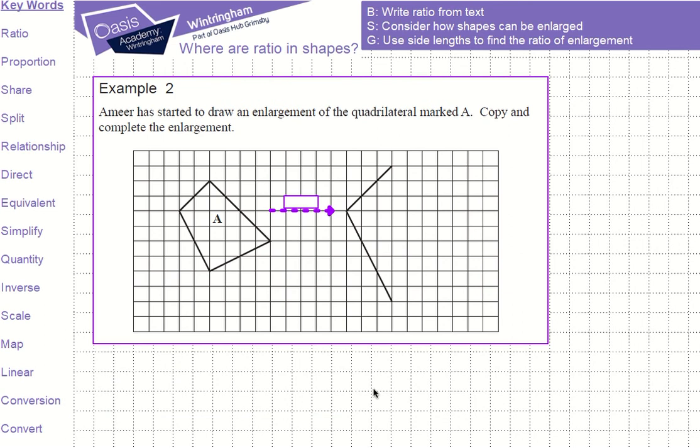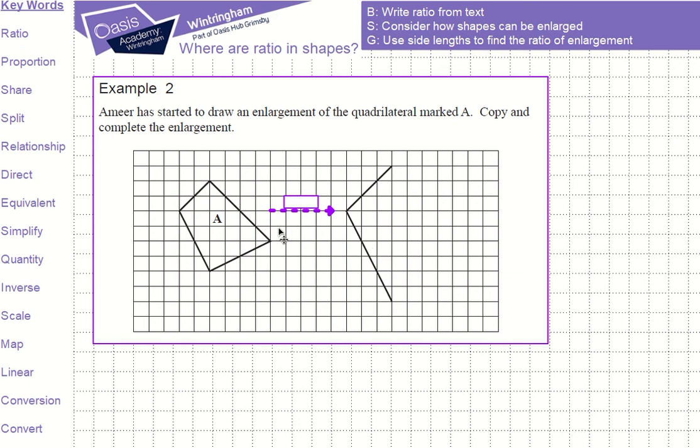Example number 2. Amir has started to draw an enlargement of the quadrilateral marked A. This shape here is a quadrilateral. It has 4 sides. And it has A labelled inside. So we know that this is the shape it is talking about. Copy and complete the enlargement, which is here.